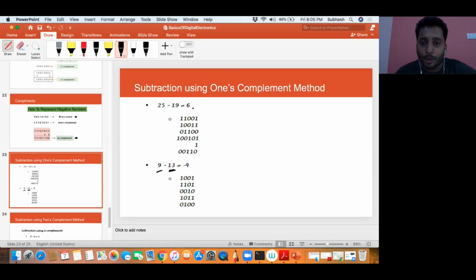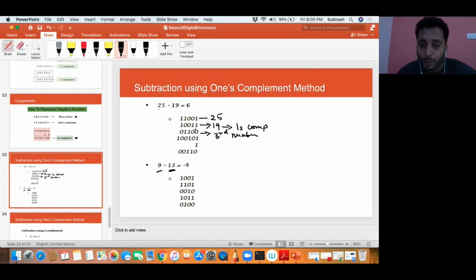First thing is, you have to keep the first number as it is in binary. This is binary of 25. You have to keep the second number as it is in binary. This is the binary format of the second number. Then find the ones complement of the second number, so that you will get this number. I'll call it for now the third number.